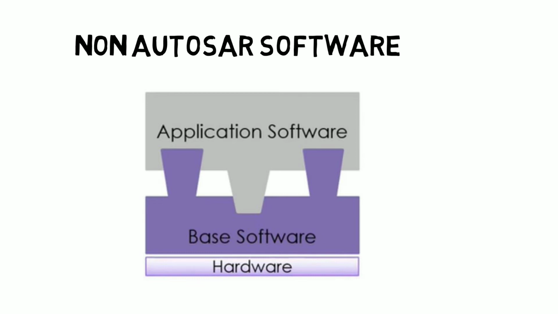This is an example of how normal, or non-Autosar, software would look. The application software for the end functionality is written for a specific hardware or microcontroller. This makes a tight bonding between hardware and software. With this in mind, let's put a few questions.